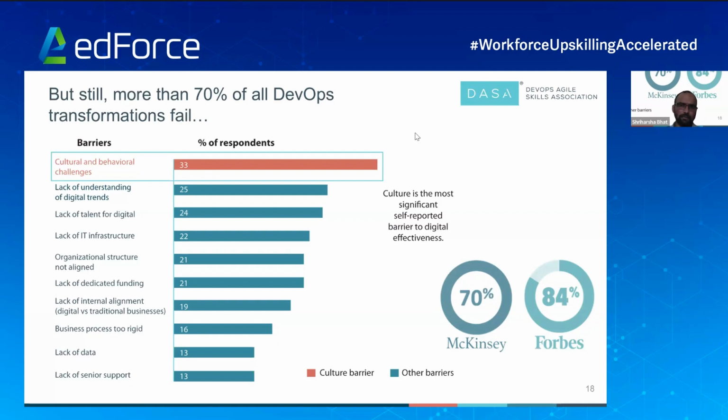The main reason is the cultural and behavioral changes in the organization. This is very important for an organization: to bring the culture into the workforce so that they can understand DevOps and then start practicing it. One of the important aspects of bringing these cultural and behavioral changes to the organization is the leadership.